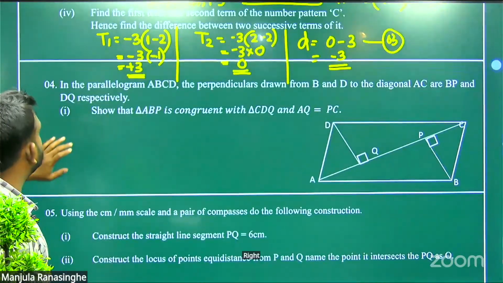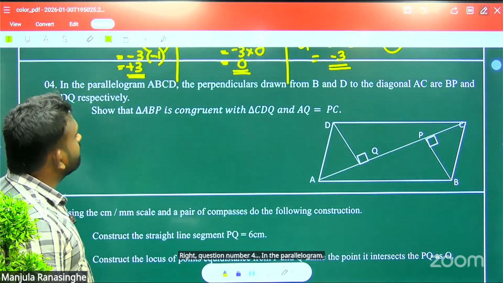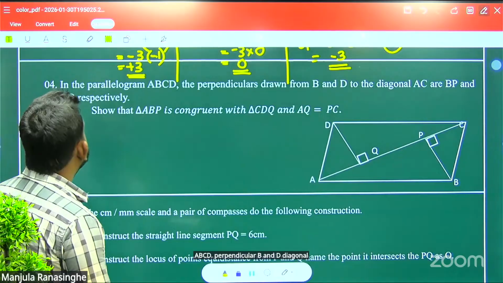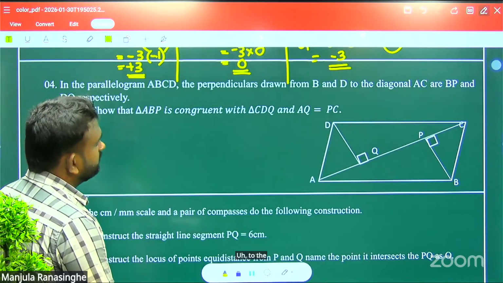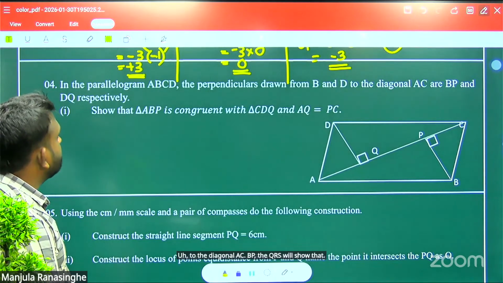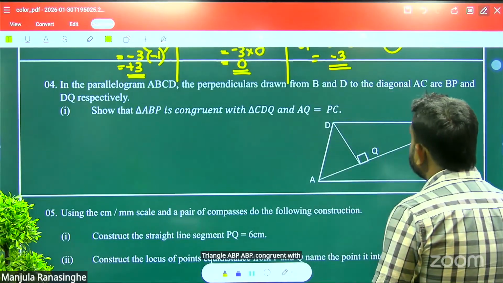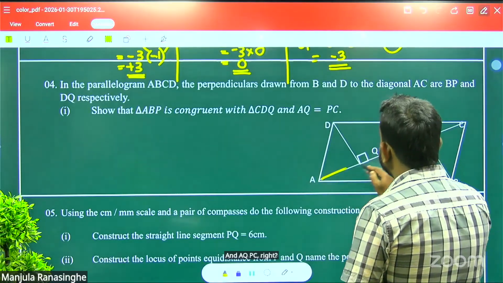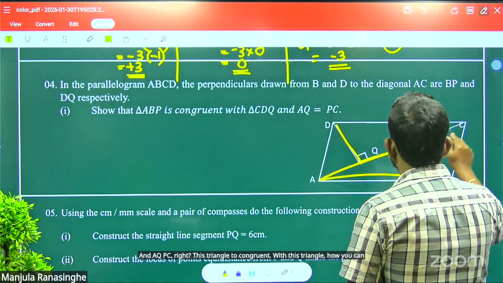Question number 4. In the parallelogram ABCD, perpendiculars BP and DQ are drawn from B and D to the diagonal AC respectively. Show that triangle ABP is congruent with triangle CDQ, and that AQ equals PC. This triangle is congruent with this triangle. How can you prove it?